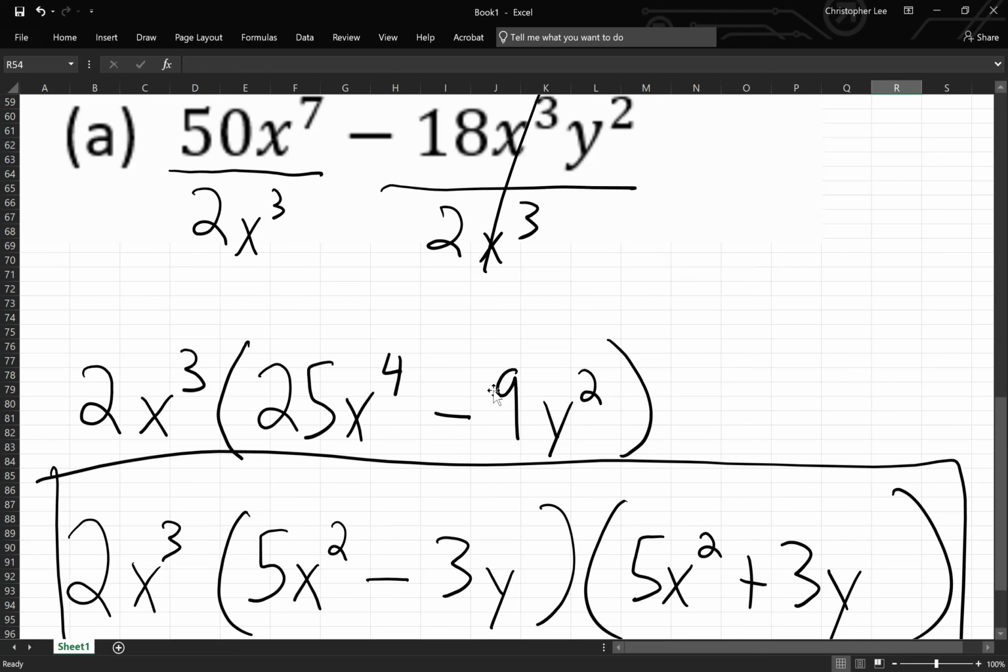You're gonna have two parentheses like that. One is a minus, one is a plus, and then you just square root it, for lack of a better term, right? What two numbers multiplied by itself will give you 25x to the fourth? 5x squared. And what times itself will give you 9y squared? 3y, plus and minus in the middle, and that's it. Is there any questions on this? Because this is the difference of two perfect squares, it factors out to become like this, with one with the plus, one with the minus.